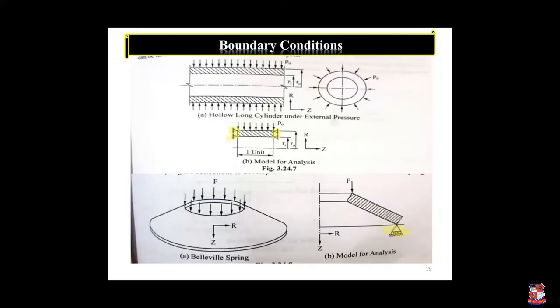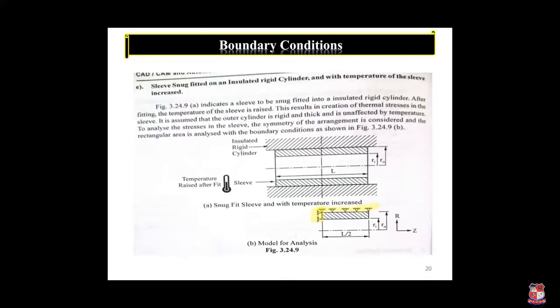So these are the boundary conditions. Then another boundary condition that we have to learn: sleeves sunk fitted on an insulated rigid cylinder, with the temperature of the sleeve increasing. When heat treatment or heat transfer related problems are there, at that time we have to model the particular things. Here you can observe the insulated rigid cylinder is on the outside, and on the inner side a standard temperature related cylinder is there.